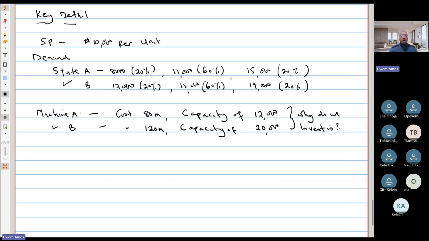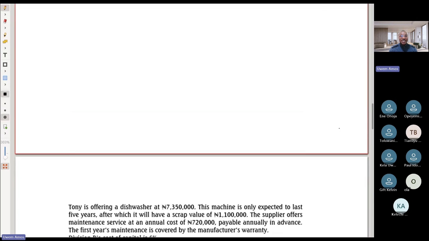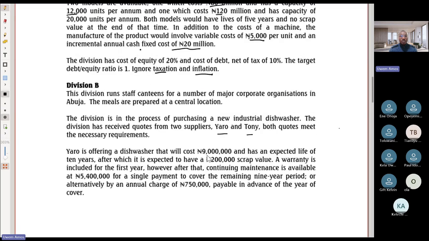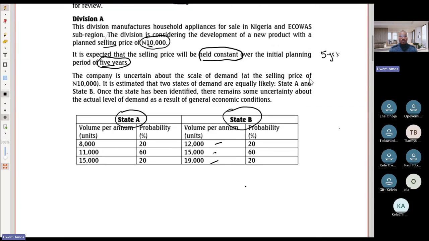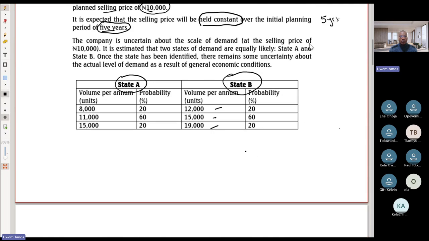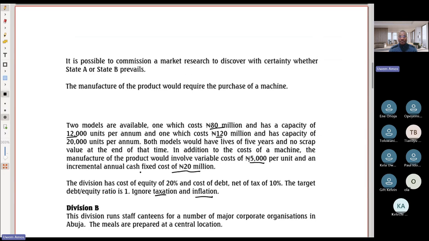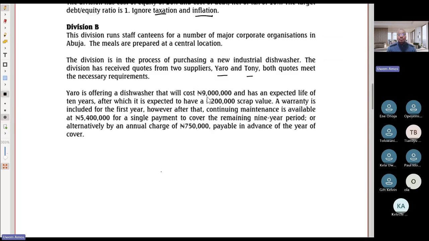All right, so let's see if there's any other details on the machine again before we begin to attack it under division A. So the other details we have under division A, apart from the cost of capital, which we're going to deal with later on, would be the variable cost, which is 5,000 per unit, and the incremental fixed cost of 20 million.